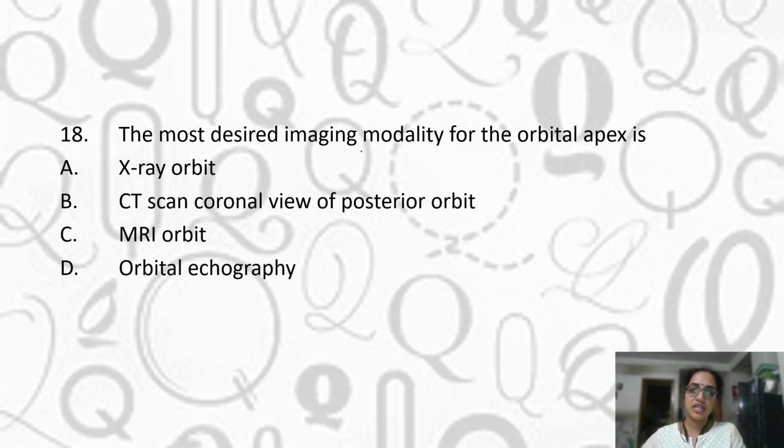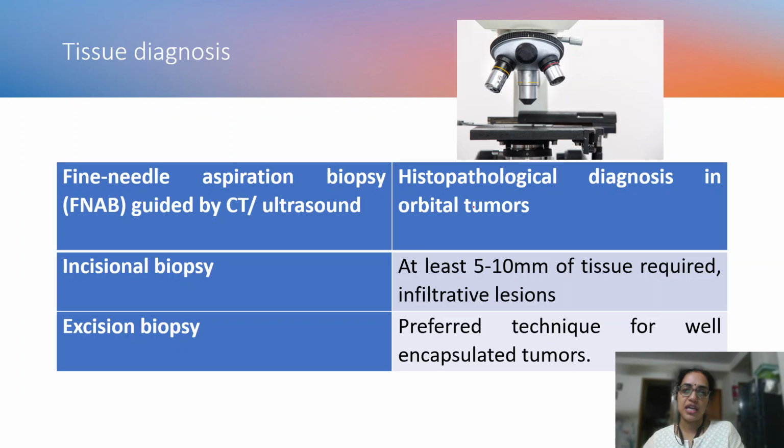The most desired imaging modality for orbital apex is obviously the MR orbit. So X-ray you will not get so much information. Orbital echography cannot penetrate so deep. CT scan again gives only the bony part of the orbital apex. So the soft tissue part of it is best appreciated on the MRI scan.